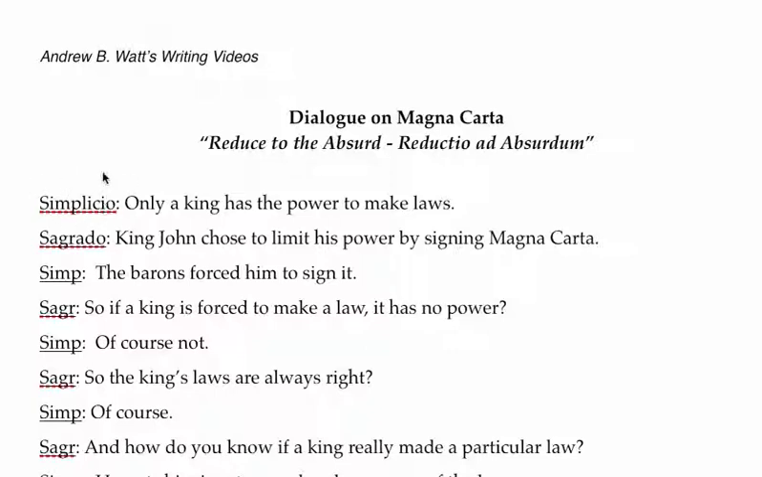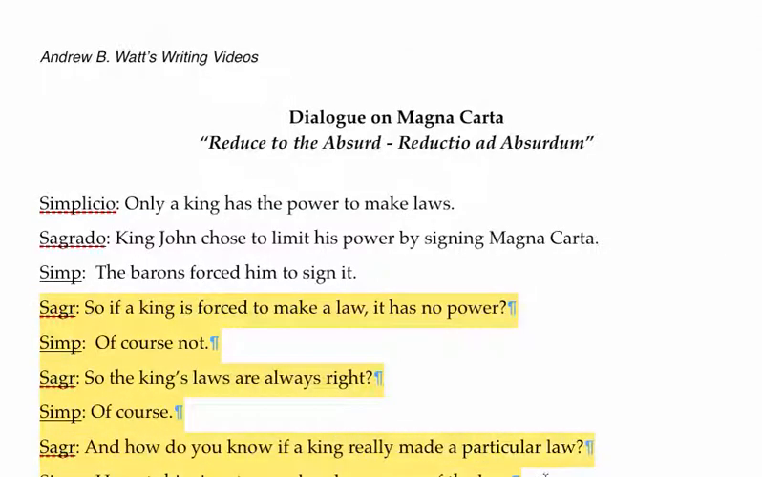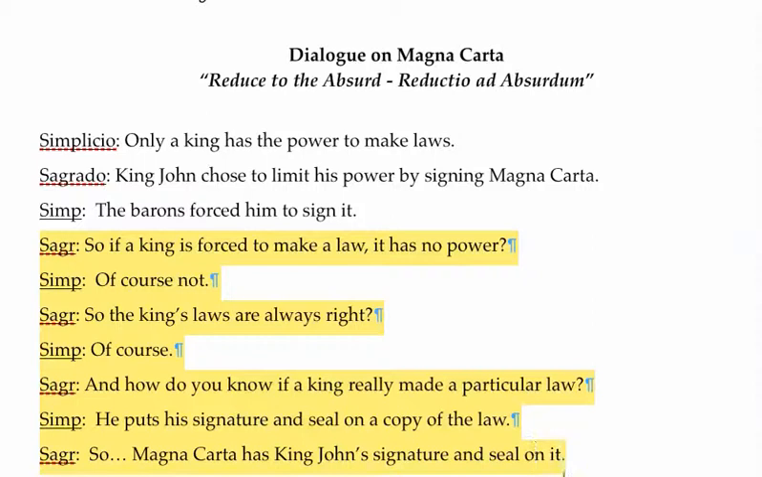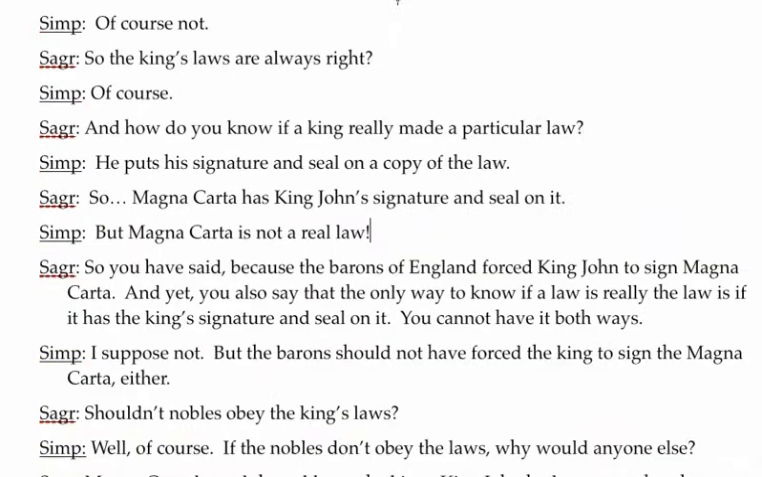Simplicio argues about how the king alone has the power to make laws. Sagrado chooses to limit his power by signing Magna Carta. The barons force King John to sign it, and then Sagrado makes an interesting argument here. And the essence of it is this.